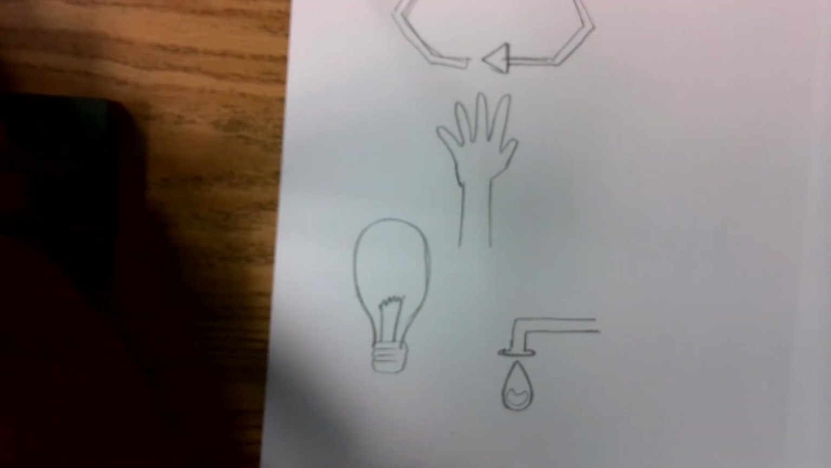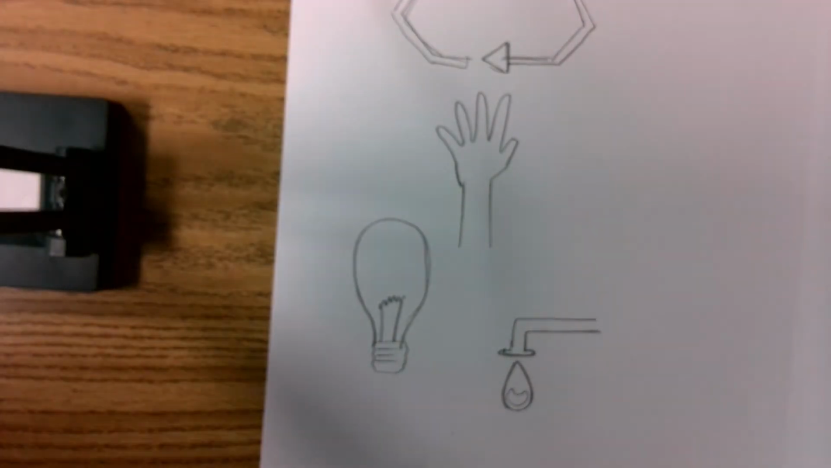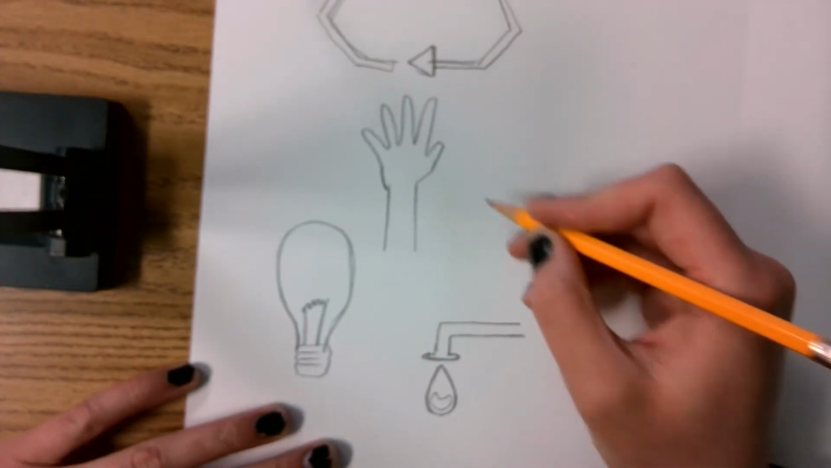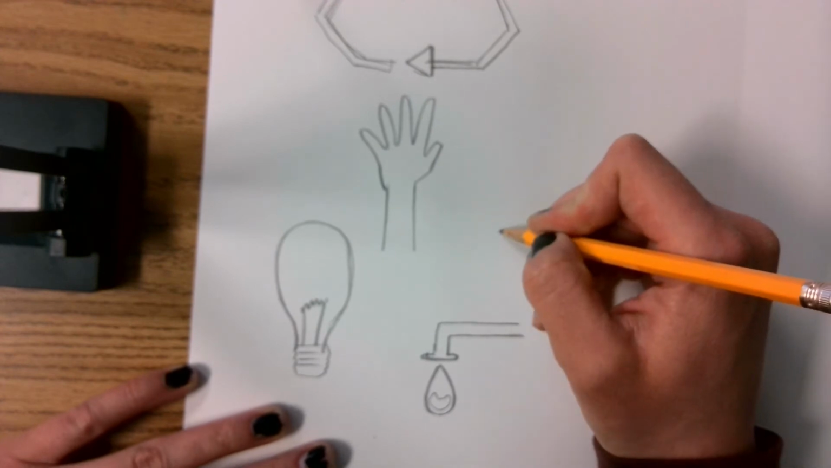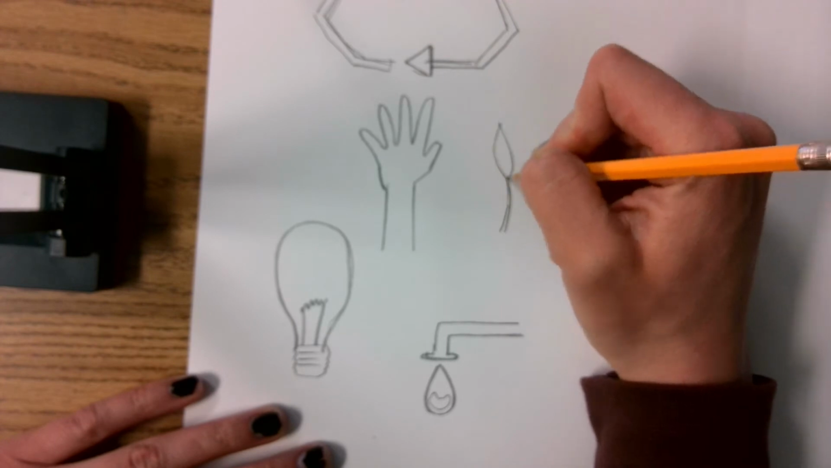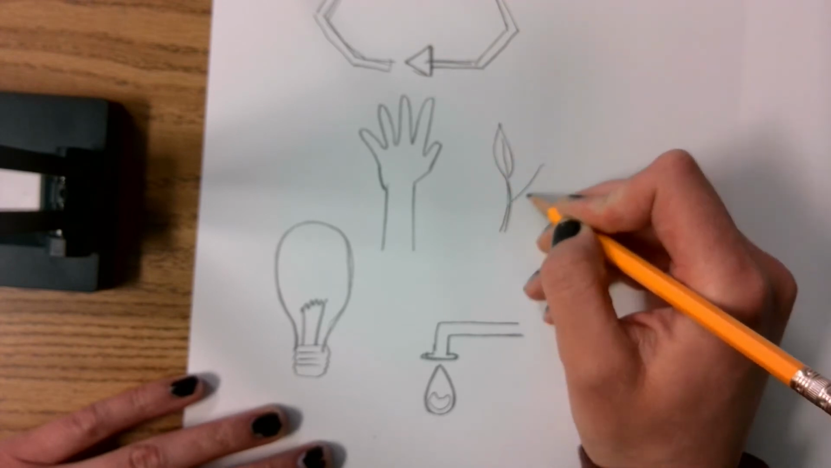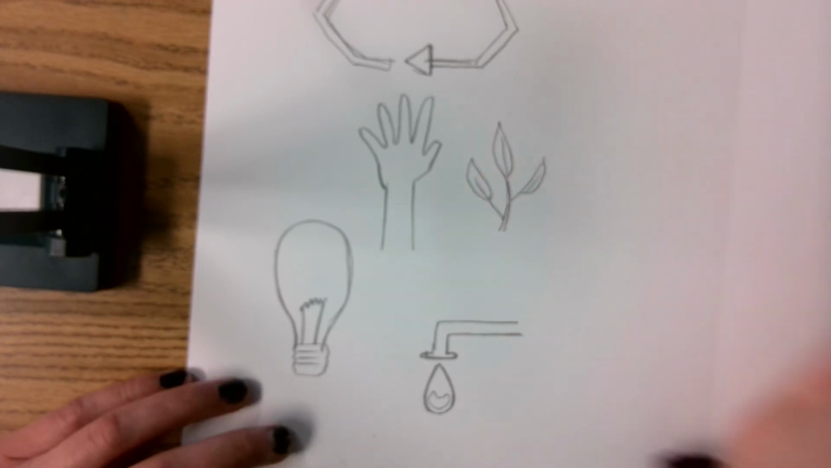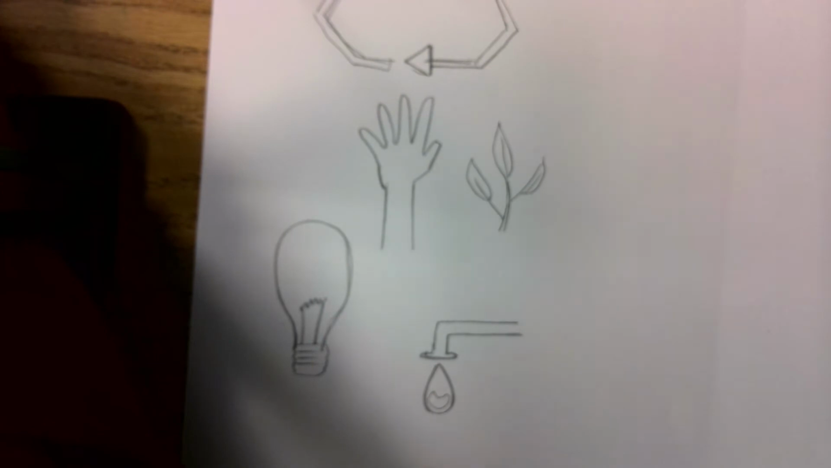A really good symbol for that could be, let's see, what would be a good one for that? I would say maybe even just a plant. That could be seen as a symbol for something that you are helping sustain. You could draw any plant you want. I'm just going to draw this generic one here. Okay, so you could choose sustainable.